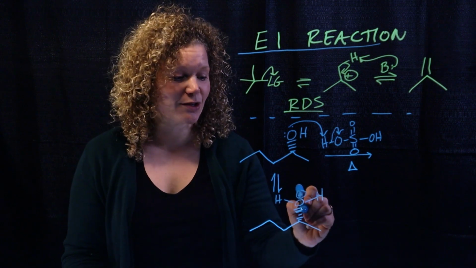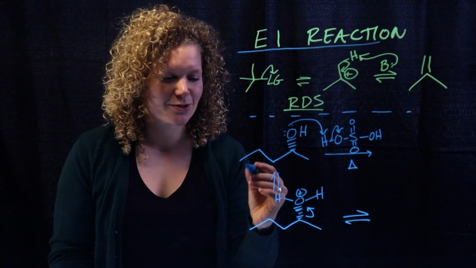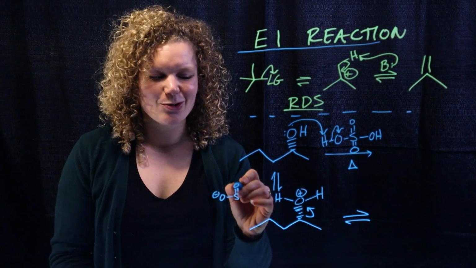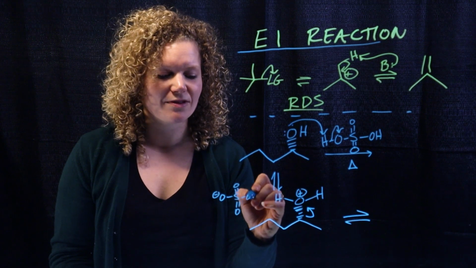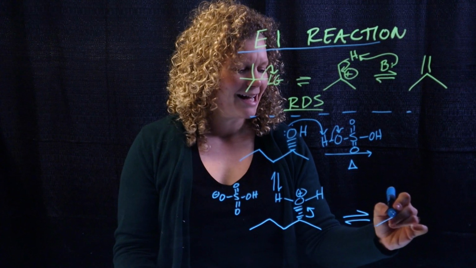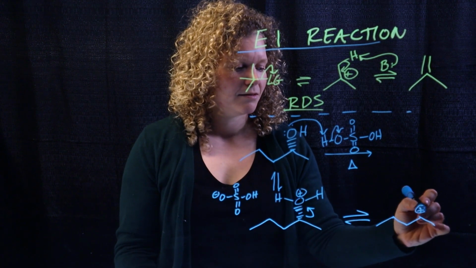So now we're going to have our leaving group leave. Let's draw the conjugate base of our sulfuric acid. Now remember that this is not nucleophilic, so these non-nucleophilic acids are great for E1 because we're trying to make an alkene. Let's now draw our carbocation that formed here.